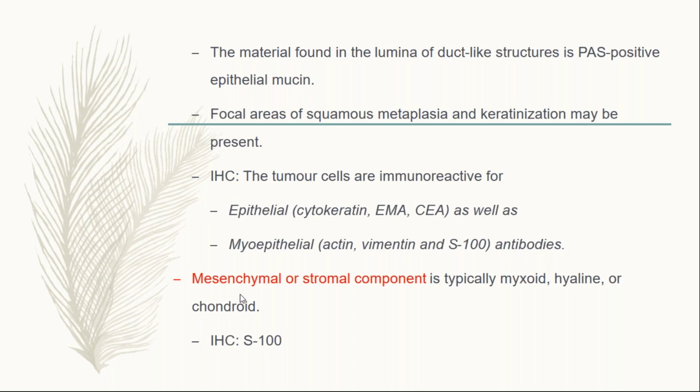The second component is the mesenchymal or stromal component. It is made up mainly of myxoid material, which mainly consists of hyaluronic acid or chondroitin sulfate. Therefore, this myxoid tissue appears blue. Hyaline means pale eosinophilic cytoplasm, and chondroid means presence of cartilage, or sometimes you can also see bone, osteoid. These can be stained with S100.